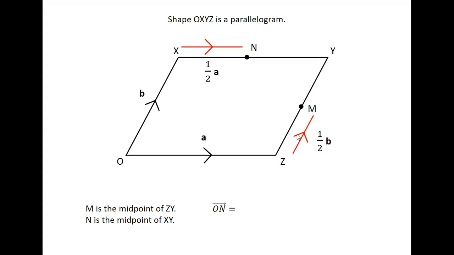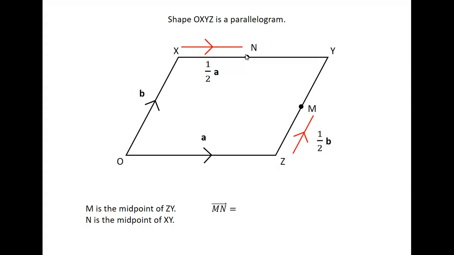Here are the answers. We know N is the midpoint of XY, so X to N would be half A. So O to N would be O to X, which is B, plus half A. Z to N, similarly we can calculate following the route highlighted, Z to Y, which is B, and then Y to N, which is opposite direction of XN, so it's minus half A.